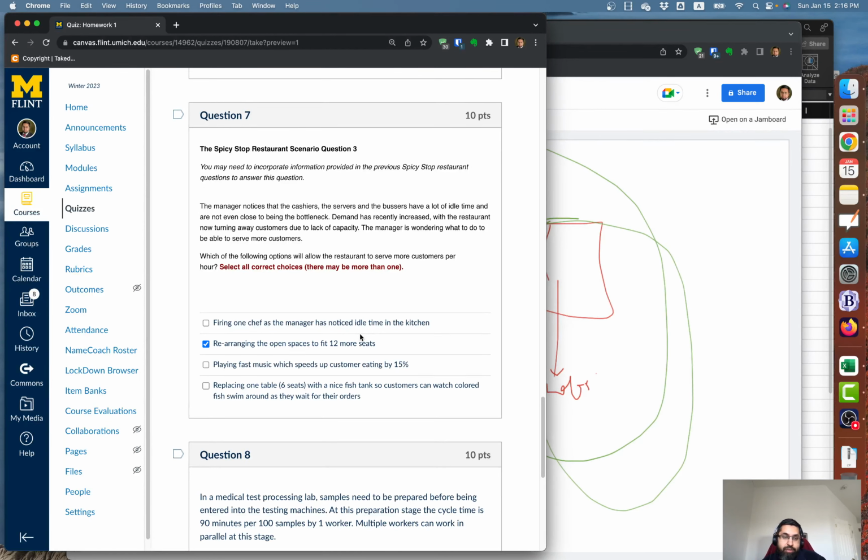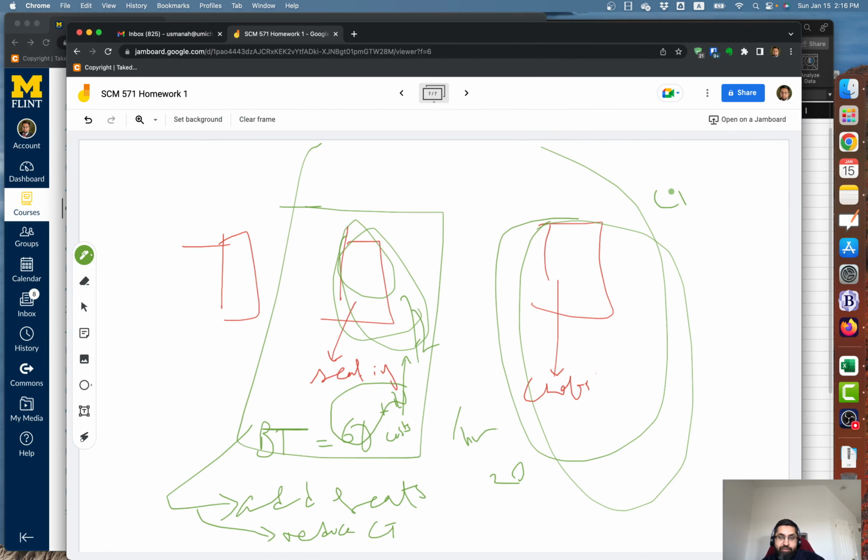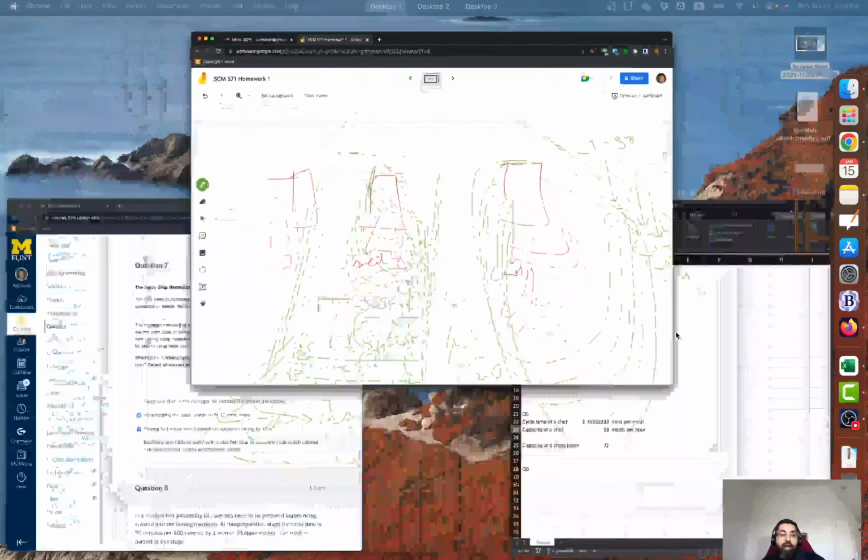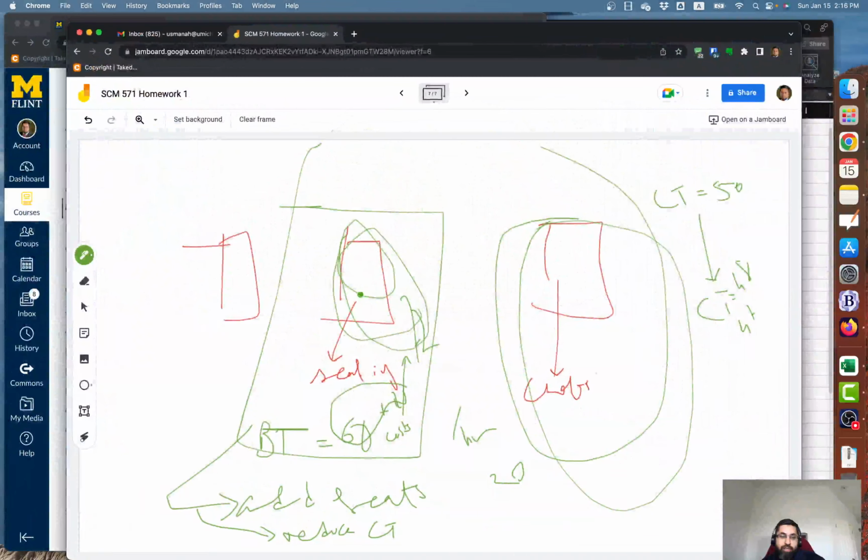Playing fast music, which speeds up customer eating by 15%. Yes, because it will cut down the cycle time. Currently, customers spend 50 minutes sitting in the chair, right? And if they eat 15% faster, maybe the cycle time goes to 48 minutes or 47 minutes or 45 minutes. It goes down, and so your capacity will go up, because the capacity of the seating system is 60 divided by the cycle time.